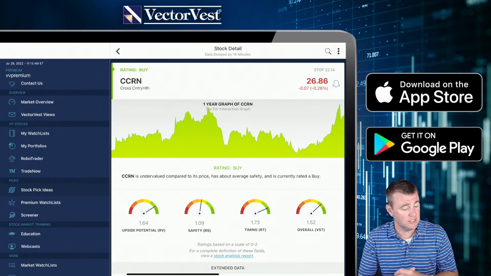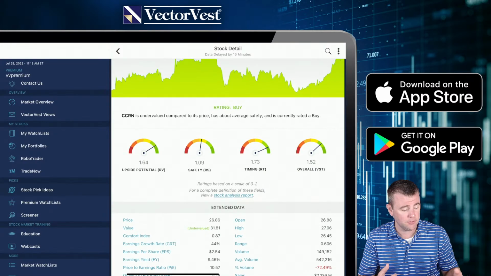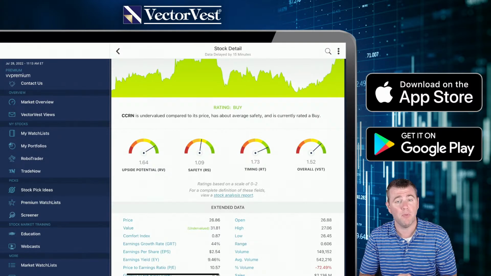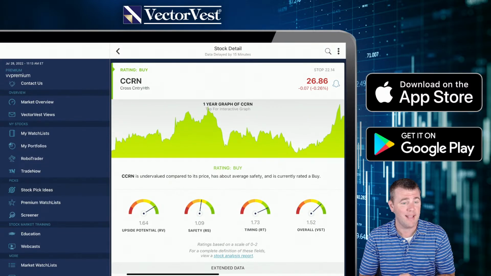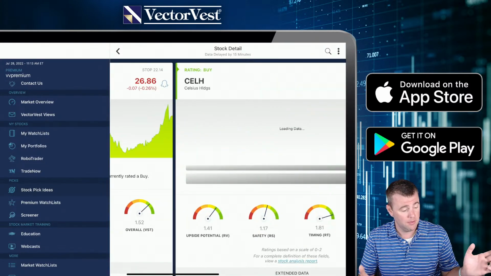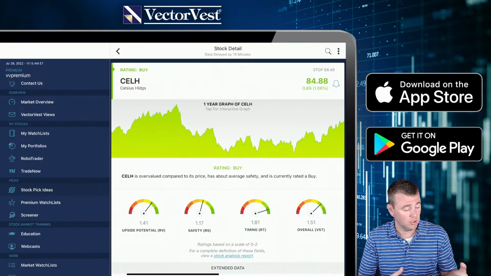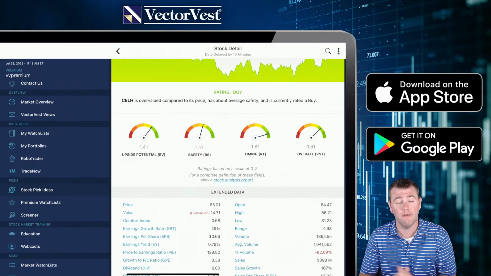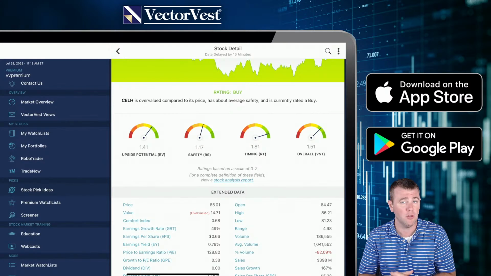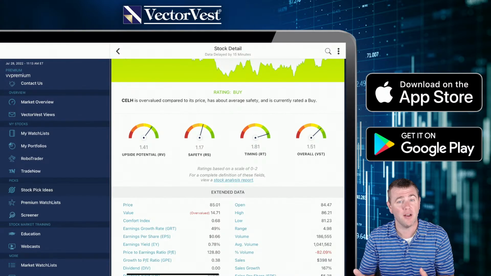Going on to the next one, CCRN. Good long-term potential, a little bit better safety compared to the average stock out there. Once again, though, RT at 1.73, pretty strong uptrend still. Looking at it, it is undervalued, but if you're not comfortable with some of the big swings that it's had, move on. CELH, good long-term potential, less risk associated with it, still a really strong uptrend. Overall, the stock is favorable. However, it is grossly overvalued. If you're not comfortable paying more than what the stock should be worth right now, once again, move on.